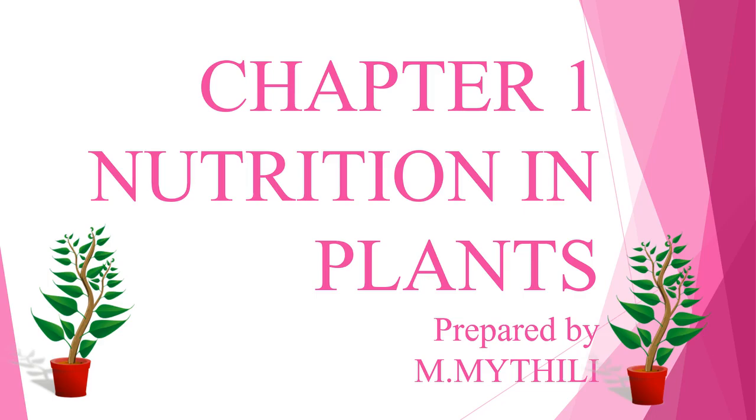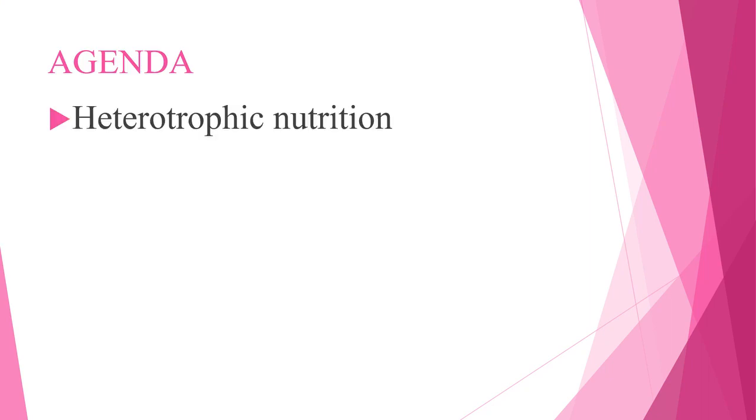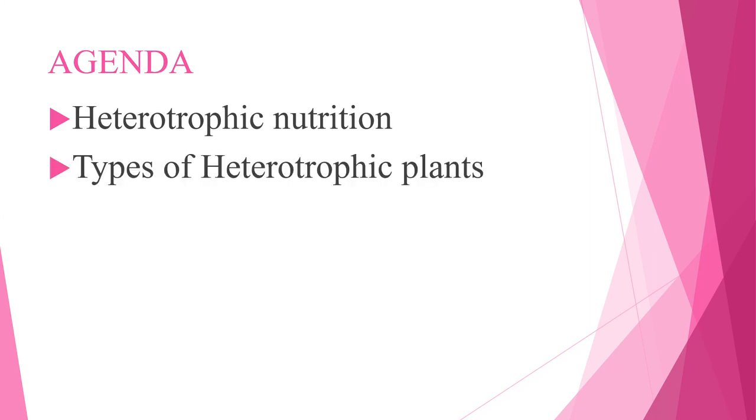Hello students, in the previous class we have seen what is meant by nutrition, what the different modes of nutrition are, what is meant by autotrophic nutrition, and also we have seen the photosynthesis process. In today's class we are going to see what is meant by heterotrophic nutrition, what the different types of heterotrophic plants are, and what today's homework is.